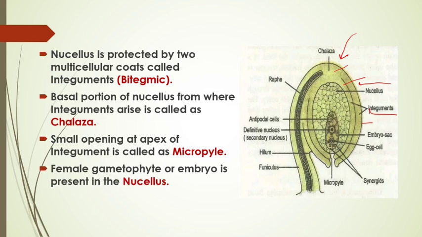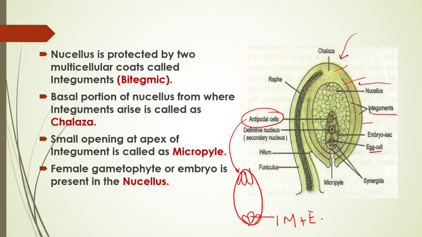Female gametophyte or the embryo sac, which is present in the nucellus, it is seven-celled, eight nucleated. Three cells are towards the chalazal end, which are called as the antipodals. These are the three antipodals. Function is not so clear. Towards the micropylar end, there is an egg cell, which is surrounded by two synergids. Synergids help in fertilization. The first male gamete, it fuses with this egg, and this is called as syngamy.